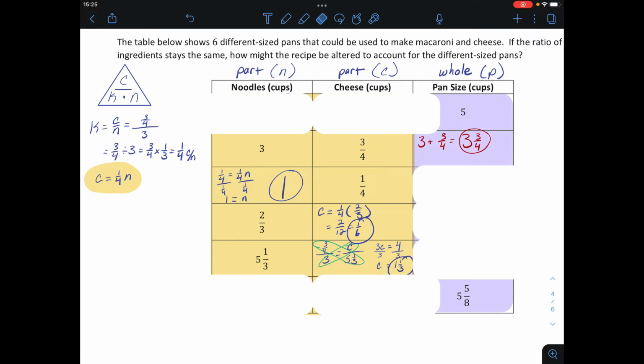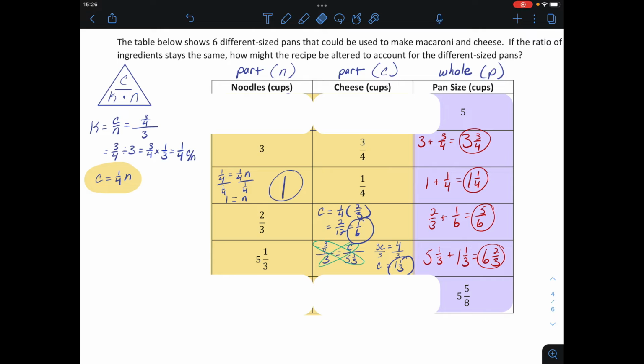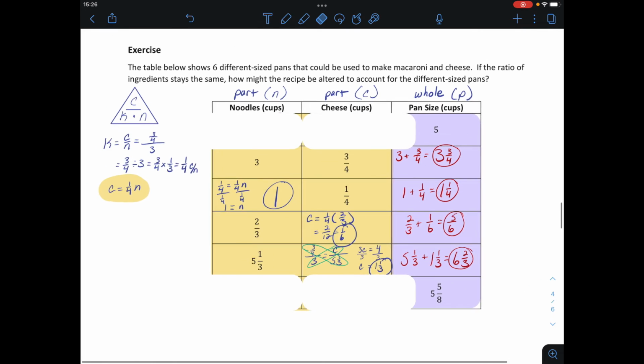So for that first filled in row there, 3 plus 3/4 is 3 3/4. 1 plus 1/4 is 1 1/4. A little more complicated as we get to our next pairs of numbers. 2/3 plus 1/6 gets us 5/6, and 5 1/3 plus 1 1/3 gets us 6 2/3. So we filled in those pan sizes. We have all of our pan sizes, but we still don't have the noodles and cheese for the 5-cup pan and the 5 5/8 cup pan.